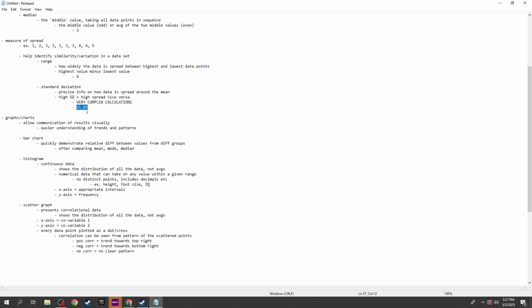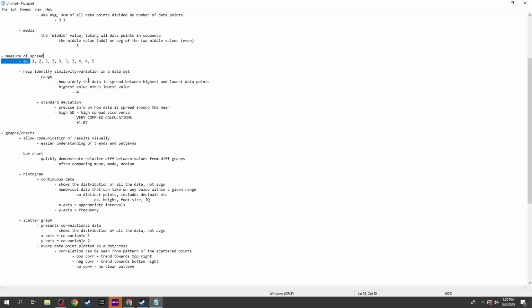The way to interpret it is that it is basically telling you the average distance of units a data point is away from the mean. So the mean here is 3.1. So the average distance that one of these data points is going to be away from 3.1 is plus or minus 1.07. Very complex calculations. Thankfully, you don't need to know it. You just need to know what it is, what it means, why it means, all those lovely things.